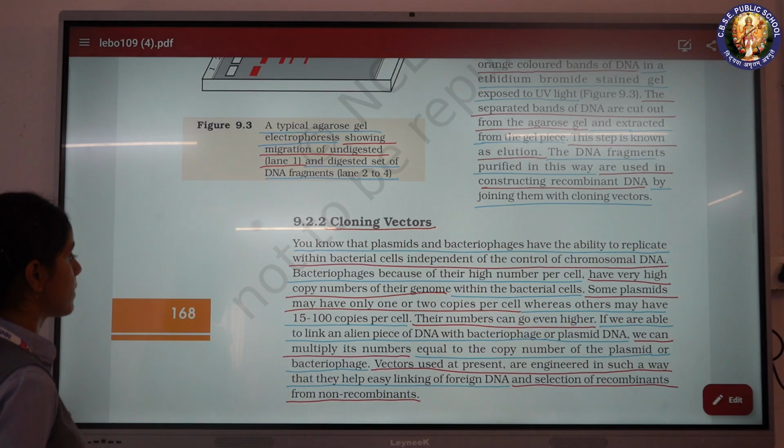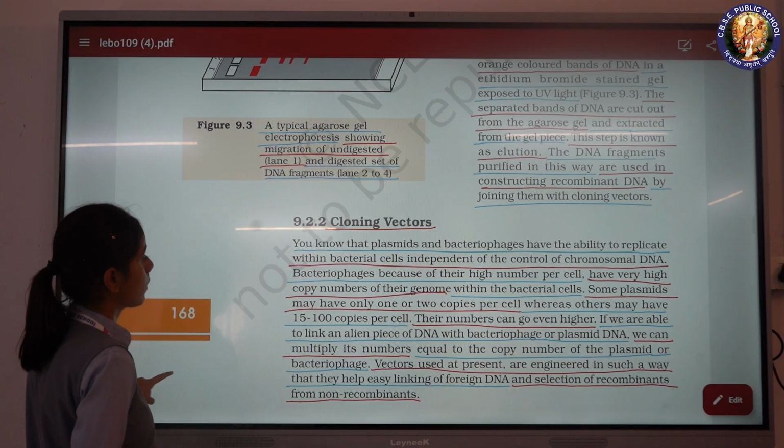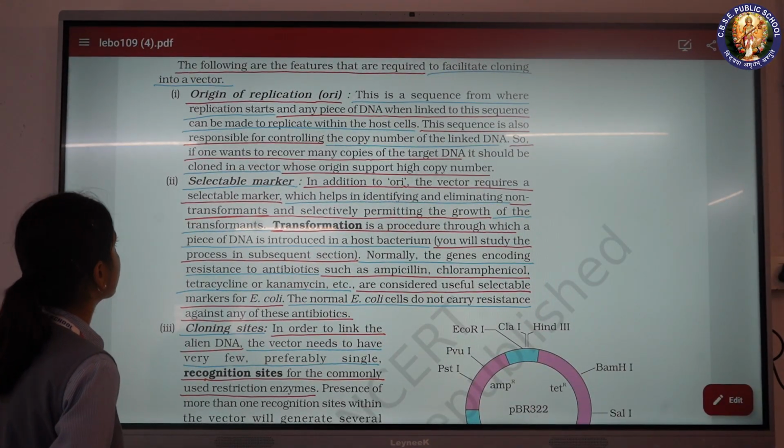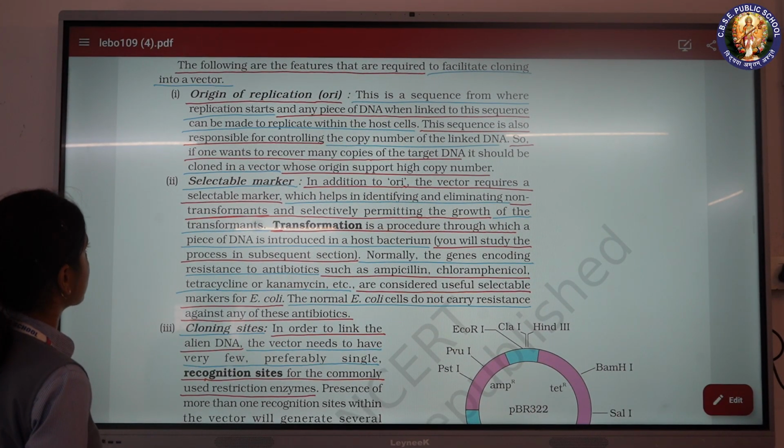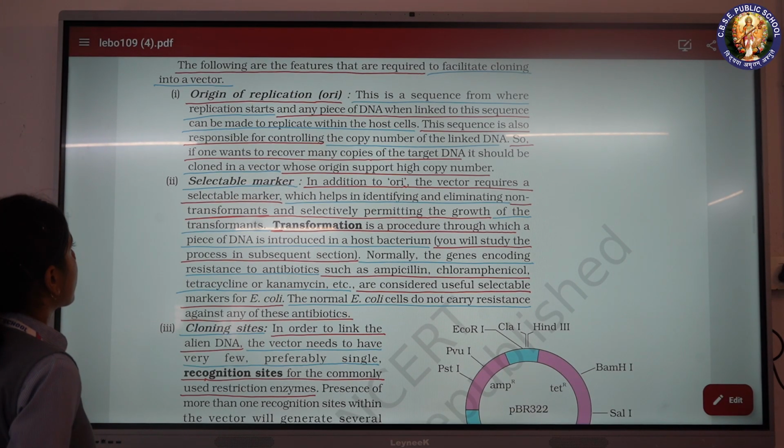Vectors used at present are engineered in such a way that they help easy linking of foreign DNA and selection of recombinants from non-recombinants. The following are the features that are required to facilitate cloning into a vector.